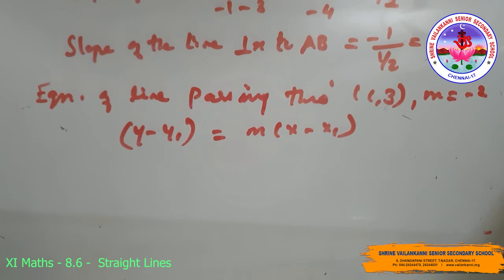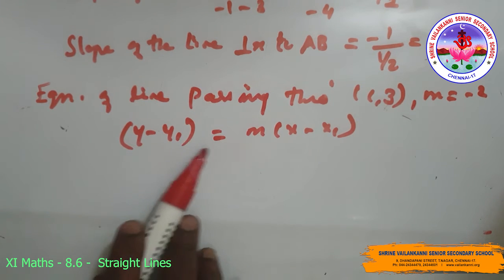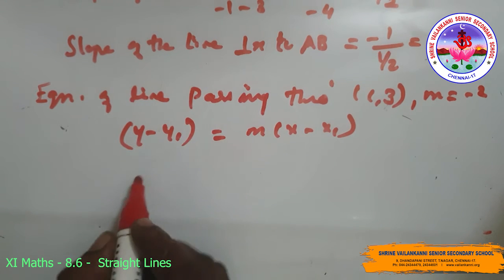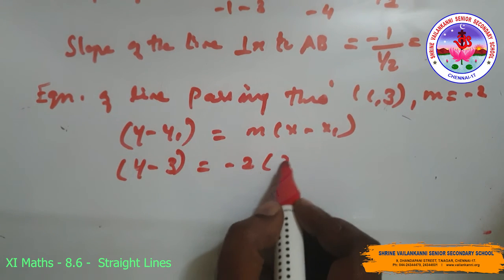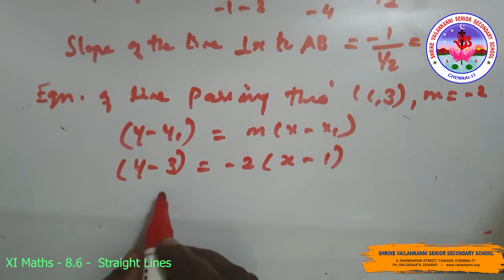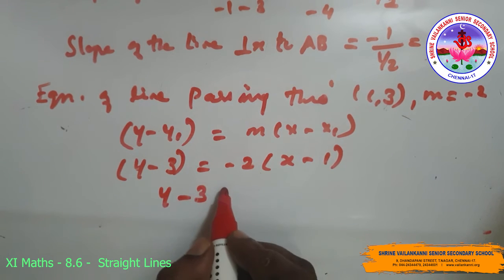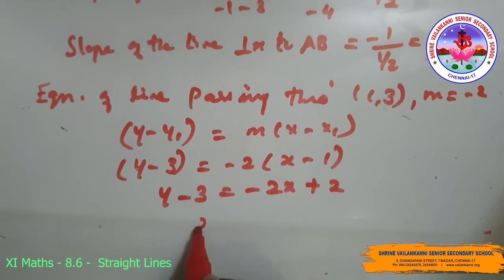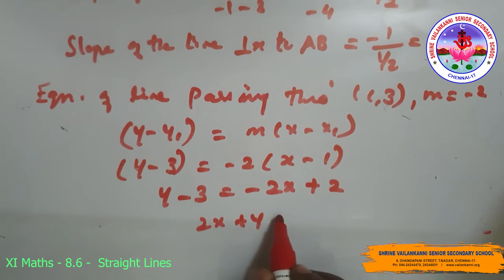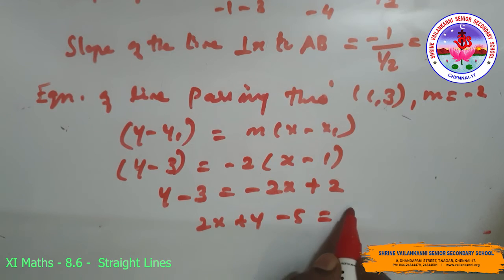Equation of the line passing through the point 1 comma 3 and having slope minus 2, using the formula y minus y1 equal to m into x minus x1. Y minus 3 equal to minus 2 into x minus 1. So we get y minus 3 equal to minus 2x plus 2. So 2x plus y minus 5 equal to 0, which is the required equation of the line.